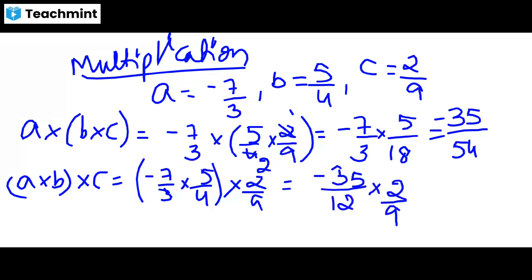Can you cancel anything in that? Yes, 2 ones are 2, 2 sixes are 12. Yes, very good. 2 ones are 2, 2 sixes are 12. So what is the answer you are getting here? -35/54. So if you observe both the numbers, what you got? Both are -35/54 itself.